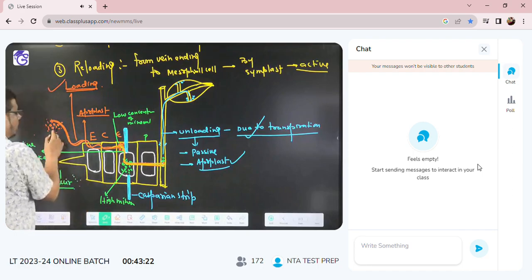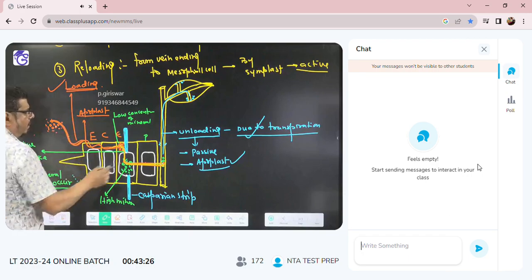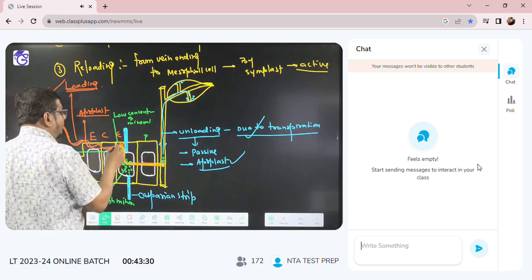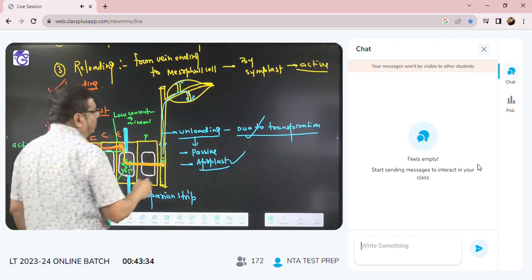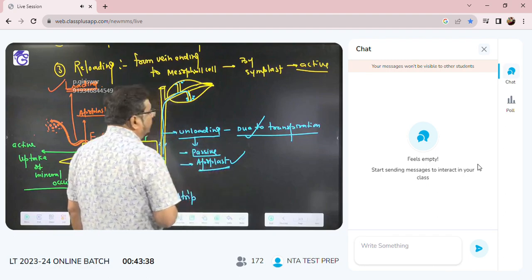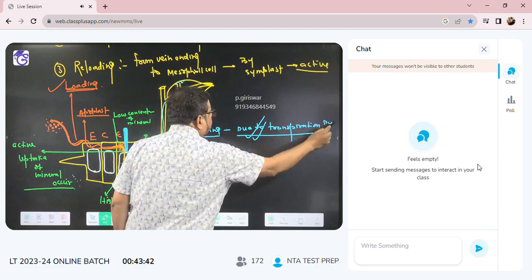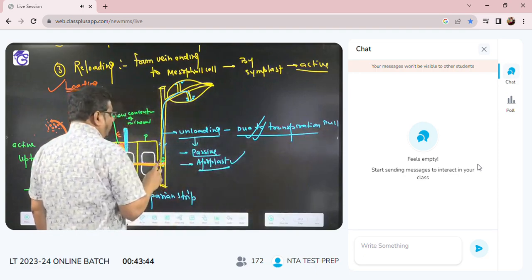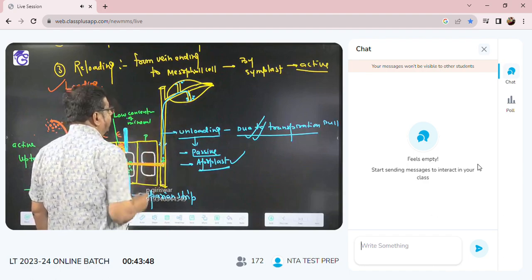So you got the unloading or not? Loading from soil to xylem is ultimately active, not possible without symplast, and mostly requires ATP. Got the idea? Unloading, I told you, is a passive process. It occurs by apoplast. It is due to transpiration pull. And here water and mineral move from the xylem to the vein ending in the leaf.